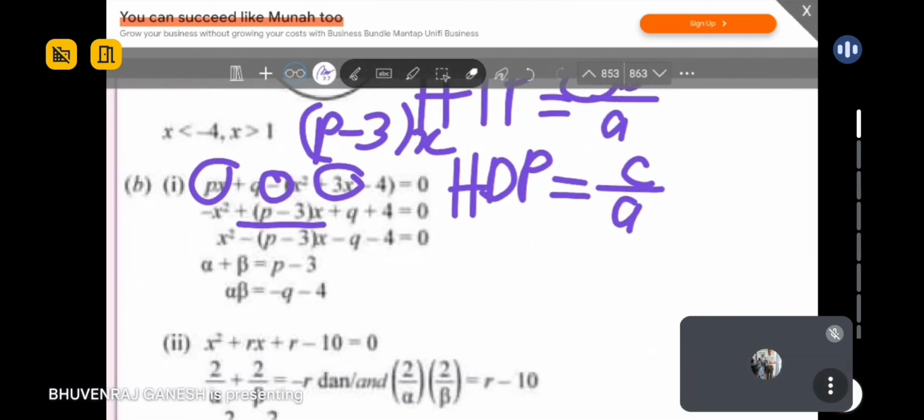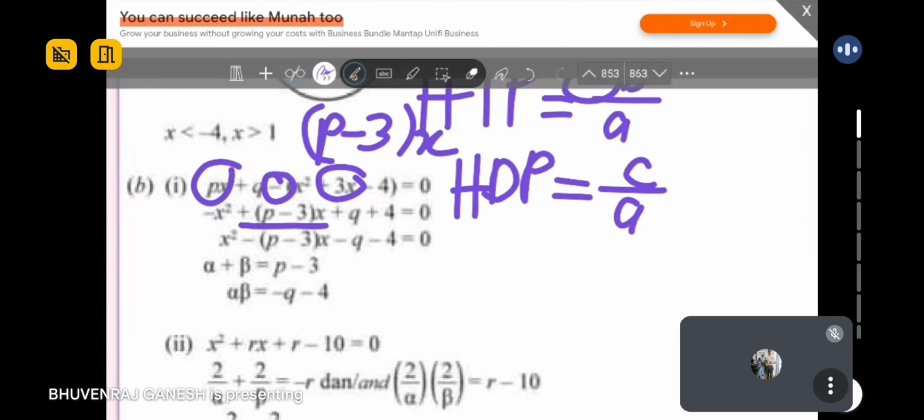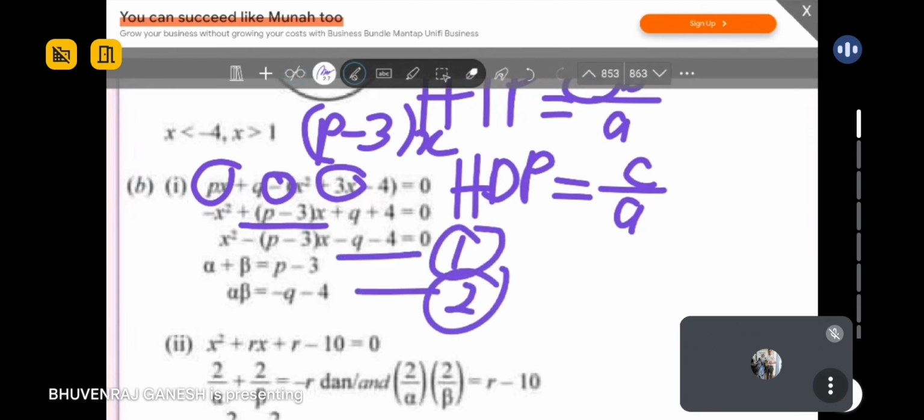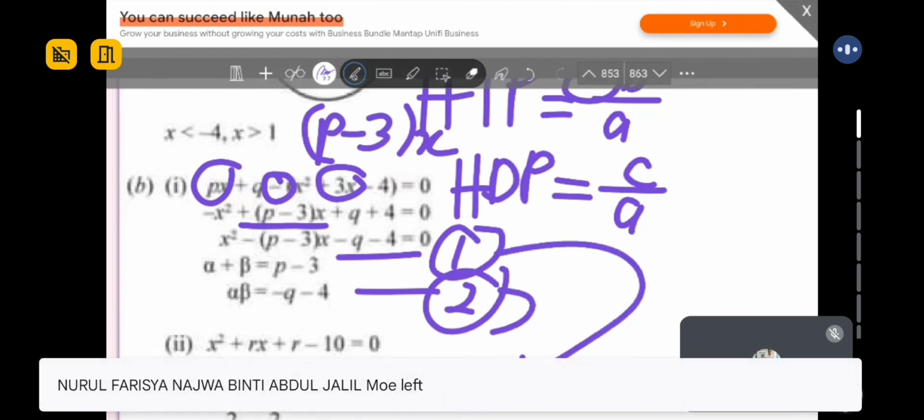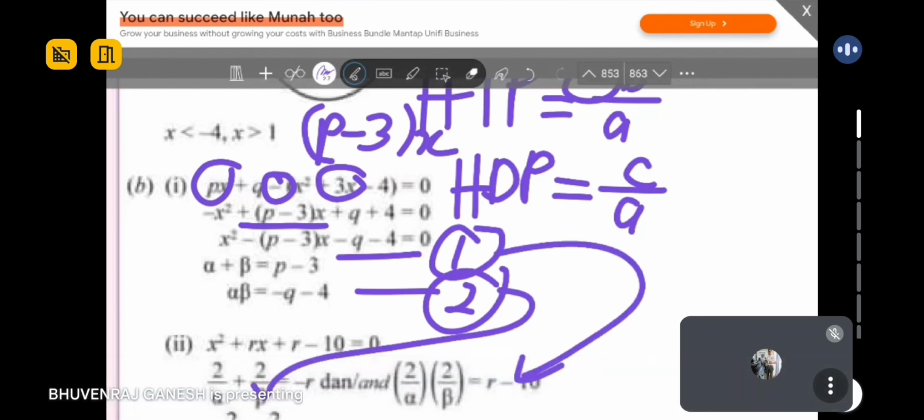Okay guys, so now if you remember, in the earlier question we already have two equations. We have two equations from the above question. So what you can do is what guys? Yes, simultaneous equations. So you just substitute in the equation here. You try to rearrange and then substitute.